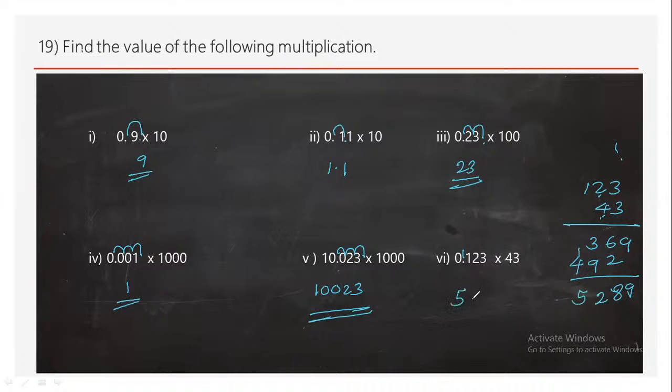Then 5,289. Now count the decimal places. After the decimal, count the numbers. How many? There are 3. Then start from here: 1 place, 2 places, 3 decimal places. You have to separate. What is the answer? 5.289.